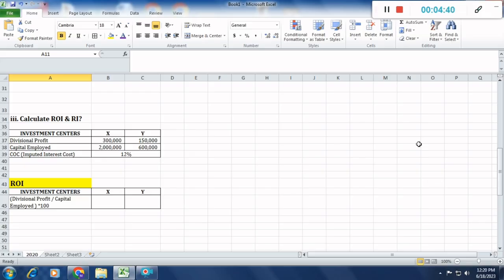First we have to calculate the ROI, return on investment. We already know how to calculate it. The equation is divisional profit divided by capital employed, times 100. Divisional profit is given in the question for X investment center, 300,000, divided by capital employed, 2 million, times 100.